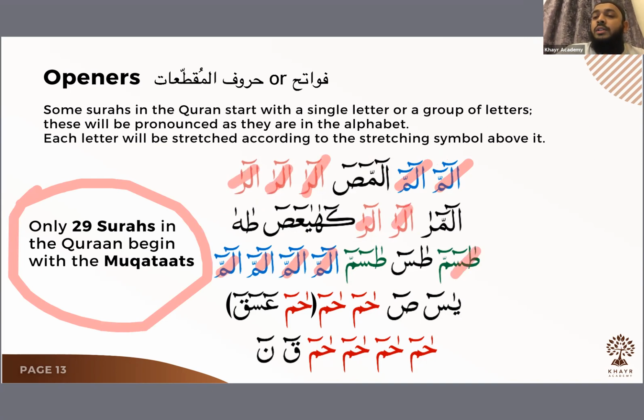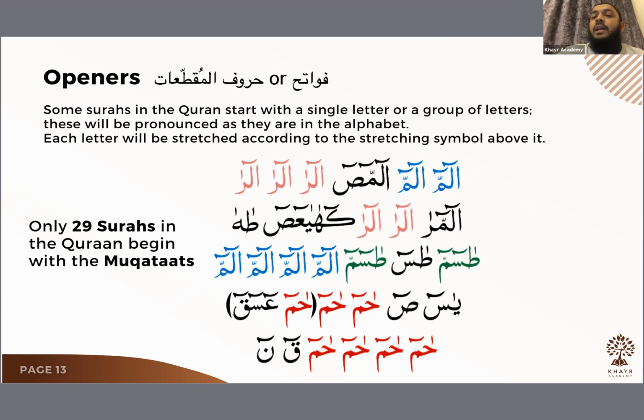There are 2 surahs that have ta sin mim. There are 6 surahs that have ha mim. Altogether, they come in 14 different forms. Yeah, but some of them repeat themselves. Like alif lam mim, it comes 2 times, and alif lam ra, it comes 6 times.